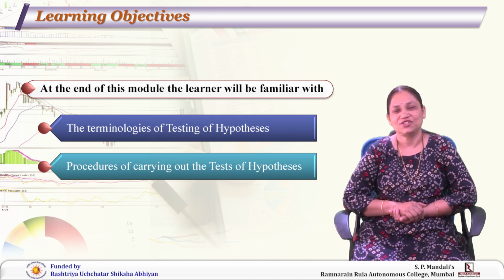At the end of this session, the learner will be familiar with the terminologies of testing of hypothesis as well as the procedure of carrying out tests of hypothesis. Today's topic is testing of hypothesis.